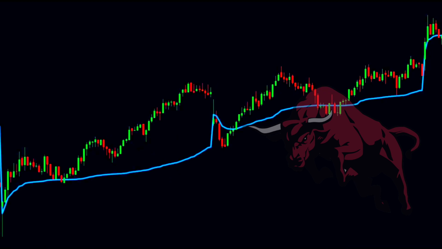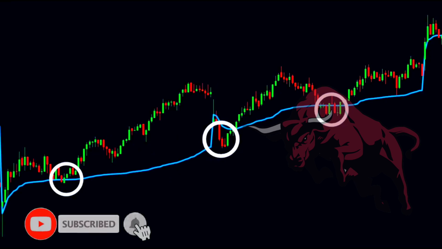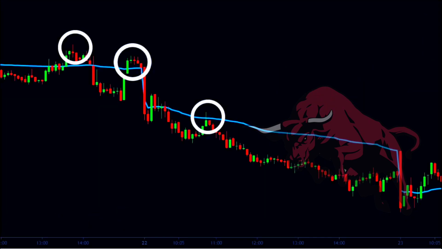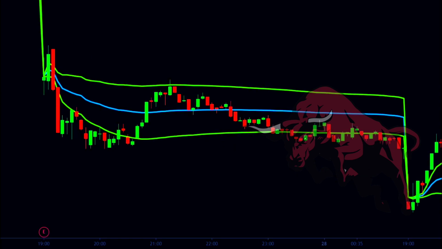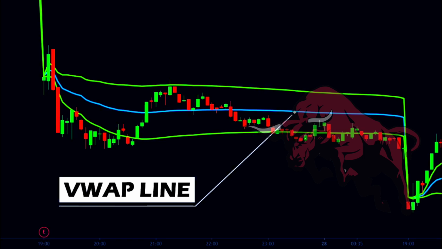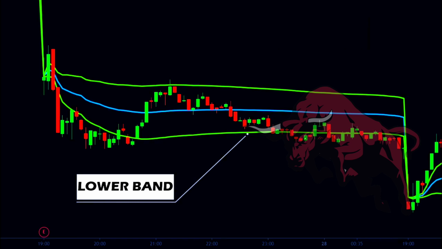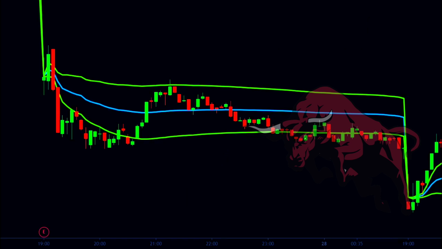Hence, in an uptrend, we can buy the stock when the price pulls back near the VWAP. Similarly, in a downtrend, we can sell when the price pulls back near the VWAP. Some traders also use VWAP with 2 standard deviation lines. This is how they look. The central line is the VWAP line. The upper line is called the upper band, and the lower line is called the lower band. We can think of these bands as support and resistance areas. This means that the upper band will provide resistance to the price, while the lower band will provide support to the price.